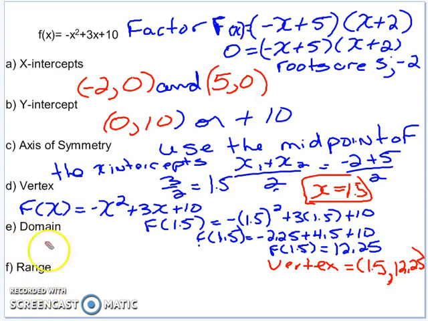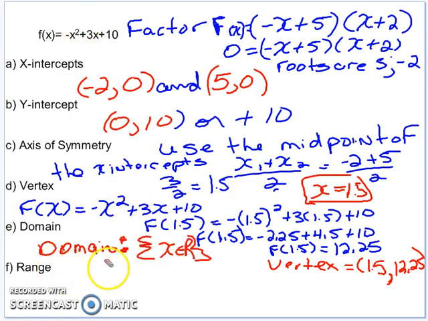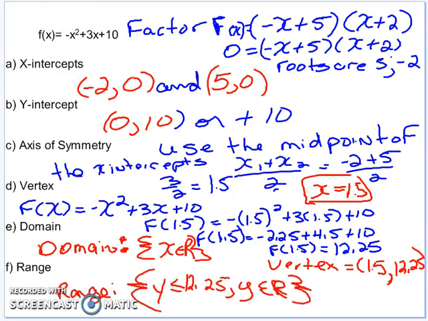The last part is the domain and range. The domain is asking me what are all the possible x values of this function. Well, it's pretty much anything. So in this case, the domain is any value of x that is a real number, and my range is any value of y that is smaller than or equal to 12.25 and is also a real number. That's how you would find the values for these 6 items without actually graphing the quadratic.